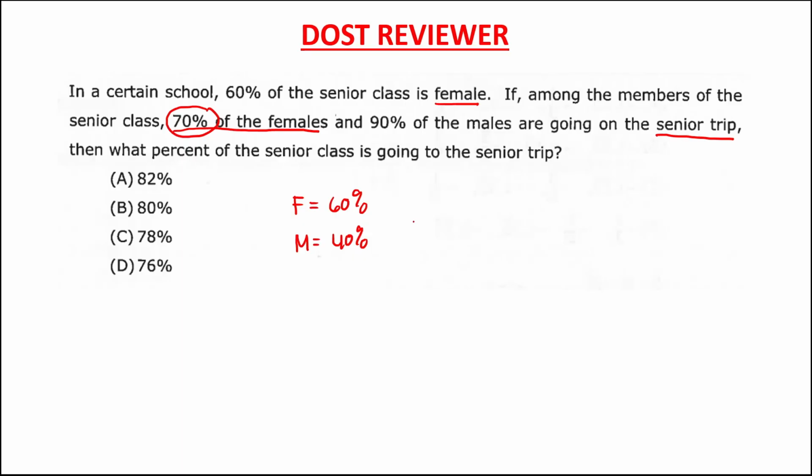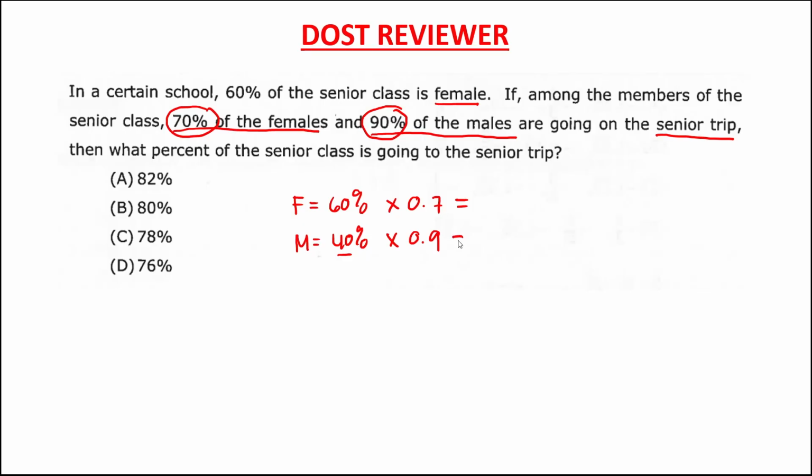Then since 70% of the females are going on the senior trip, therefore this 60% times this 70%, and 70% in decimal is 0.7. Then 90% of the males are going on the senior trip. So therefore, this 40% times this 90%, and 90% in decimal is 0.9.